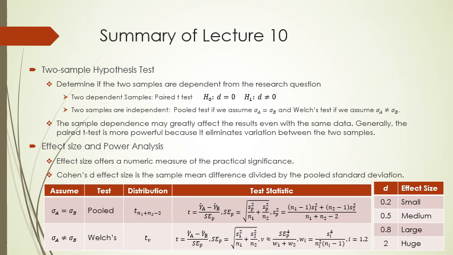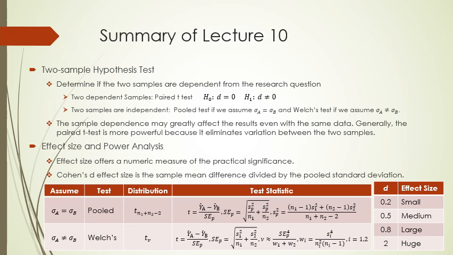In summary, we learned two-sample hypothesis tests to compare two samples from two populations. First, we need to determine if the two samples are dependent from the research question. If we have two dependent samples, we may use the paired t-test. The paired t-test matches observations in two samples and forms a new sample using the differences in the pairs. The null hypothesis is the difference is zero, and the alternative hypothesis is the difference is not zero.